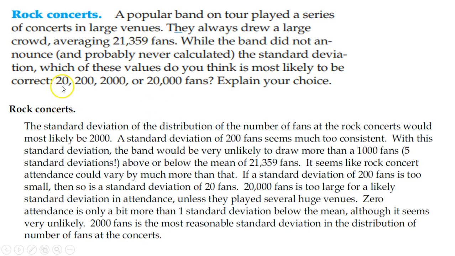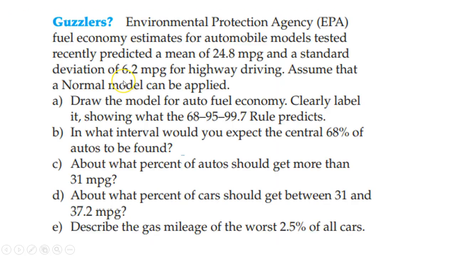All right, even smaller would be 20. It seems like rock concert attendance could vary pretty drastically, but if a standard deviation of 200 fans is too small, then so is 20. So 20,000 is too large, because what's the likelihood that one show averages 21,000, but now you have even more, like just randomly 20,000 plus or minus? We could go anywhere between no fans showing up to 40,000 fans. That doesn't seem very likely to me, which is why this is probably the better bet as well.